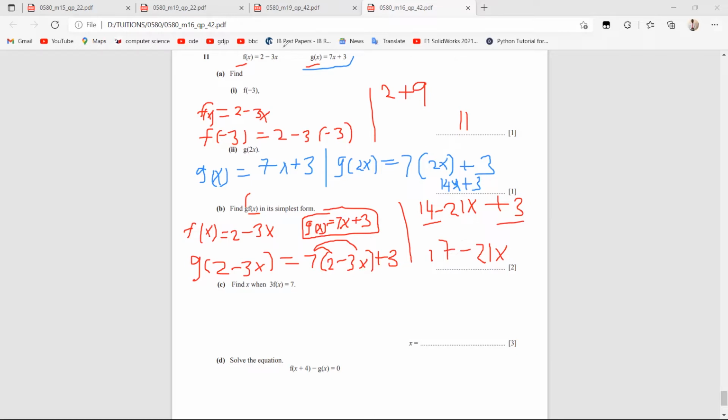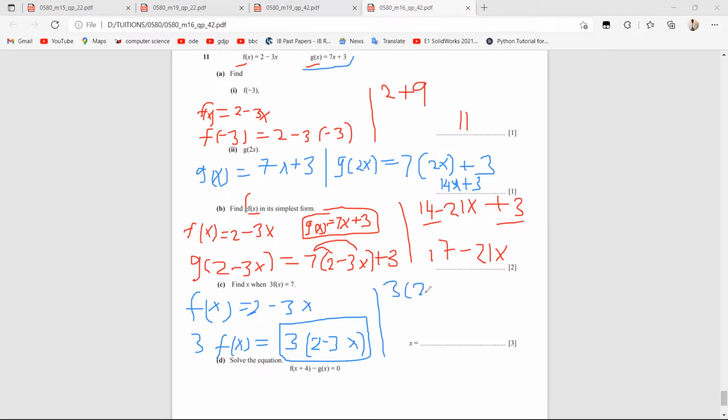question C? Question C, find x when 3f(x) is 7. So we need f(x) in this question, and f(x) is 2 minus 3x, okay? f(x) is 2 minus 3x, so 3f(x) is actually how much? It's 3 into the whole of f(x), okay? So 2 minus 3x times the 3 outside the bracket. So they're saying you take this result of doing the triple of f(x), you equate it to 7, okay? That's what the question is saying. You can see here it's equated to 7.